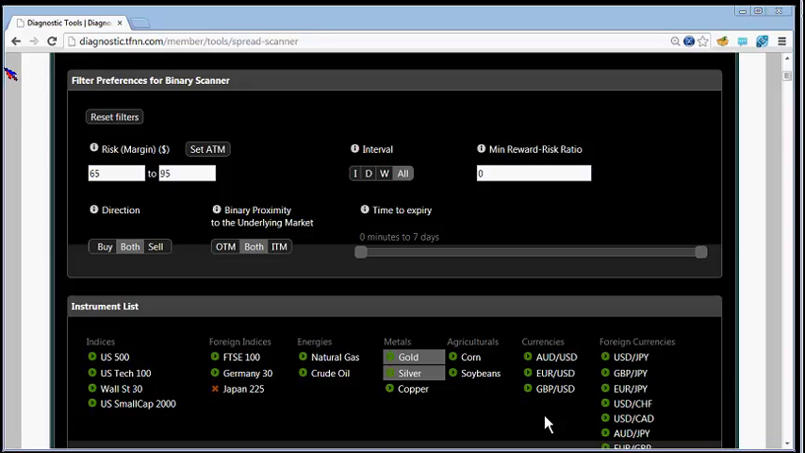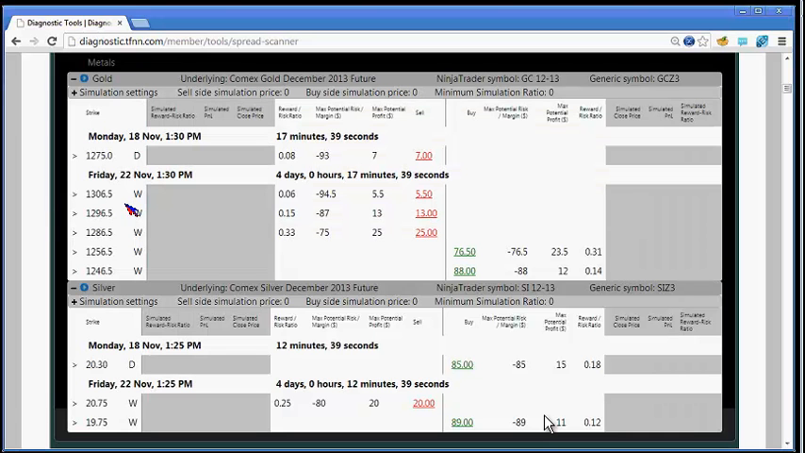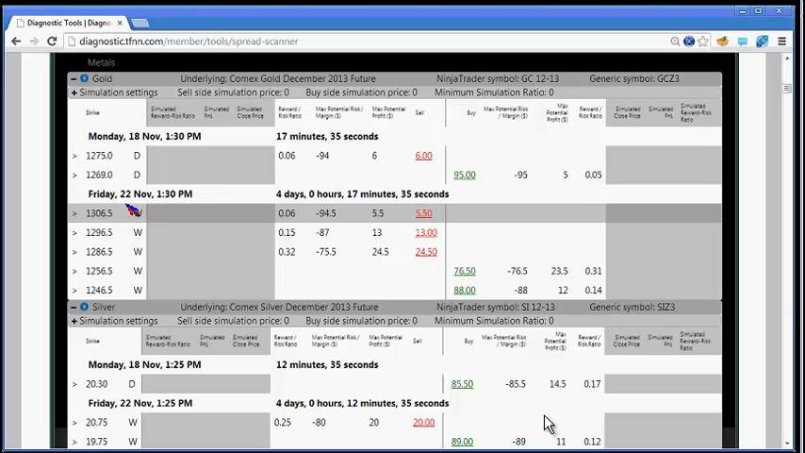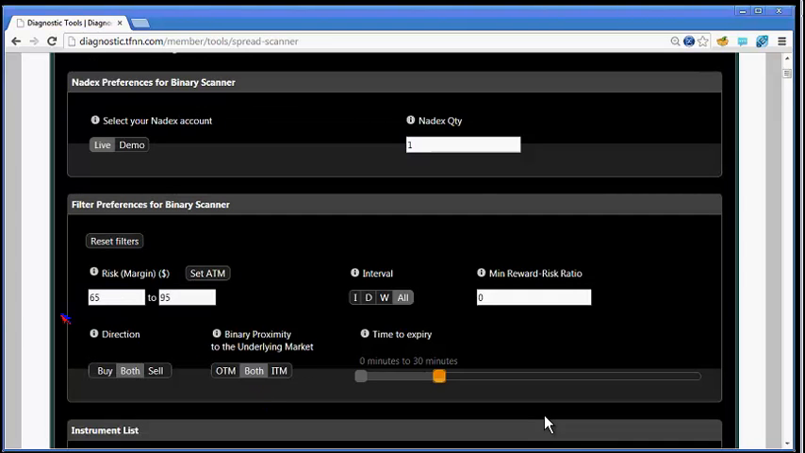If we go over here, we can scroll down and see what's coming up. Now, notice it has Monday and Friday. Why does it have Monday and Friday? Because we're at the end of the day, so we don't have any intradays, and I haven't put any time filter on, so I'm seeing weeklies. So I want to go up here and look at ones that expire in the next half hour, 0 to 30 minutes. So we're looking at 65 to 95, 0 to 30 minutes. Those are the only filters I'm using.